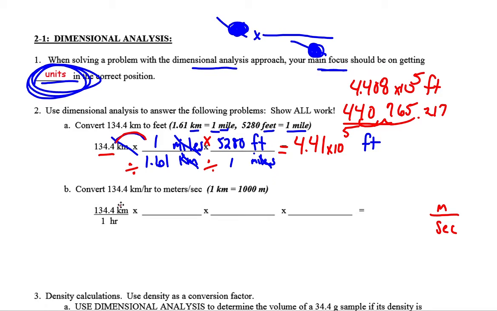Let's just bang out kilometers. Again, if I have a ball here and I want a ball to cancel, I put a ball down there. If I have kilometers here and I want kilometers to cancel, I put kilometers down here. Now I know 1 kilometer is 1,000 meters.